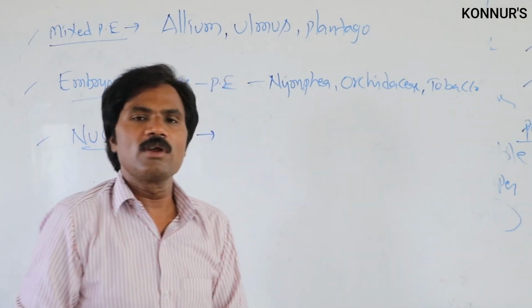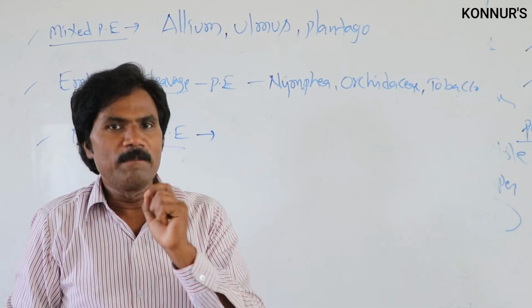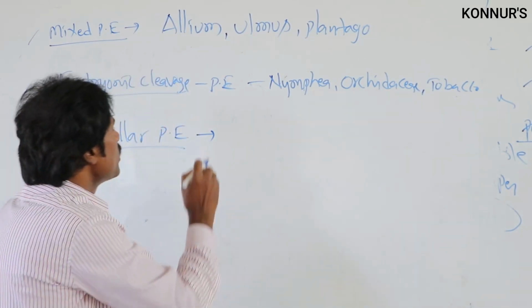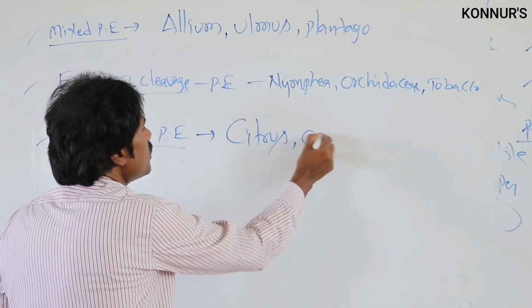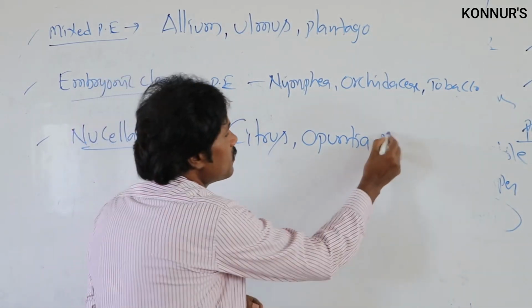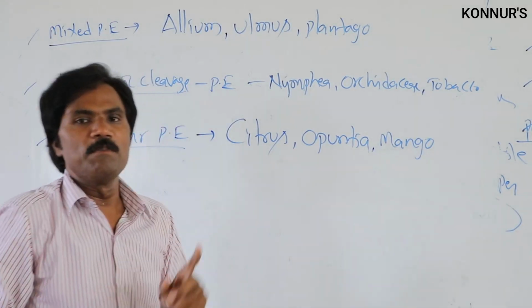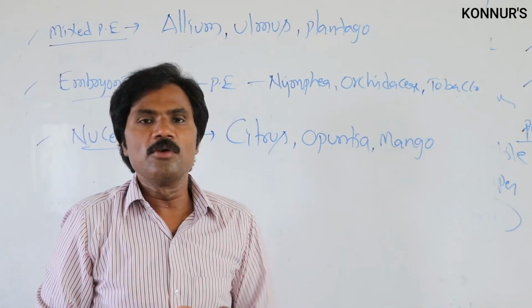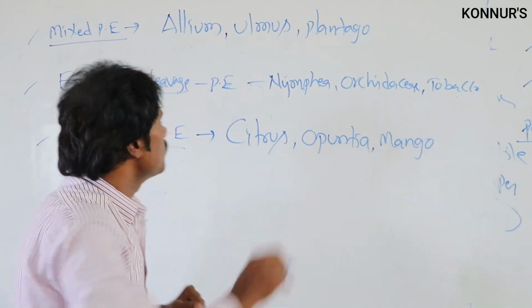It is normally observed in citrus plants as well as mango plants as well as Opuntia. More commonly citrus, Opuntia, and mango show nucellar polyembryony, or sporophytic cell polyembryony. Normally one can observe it in these types of organisms.